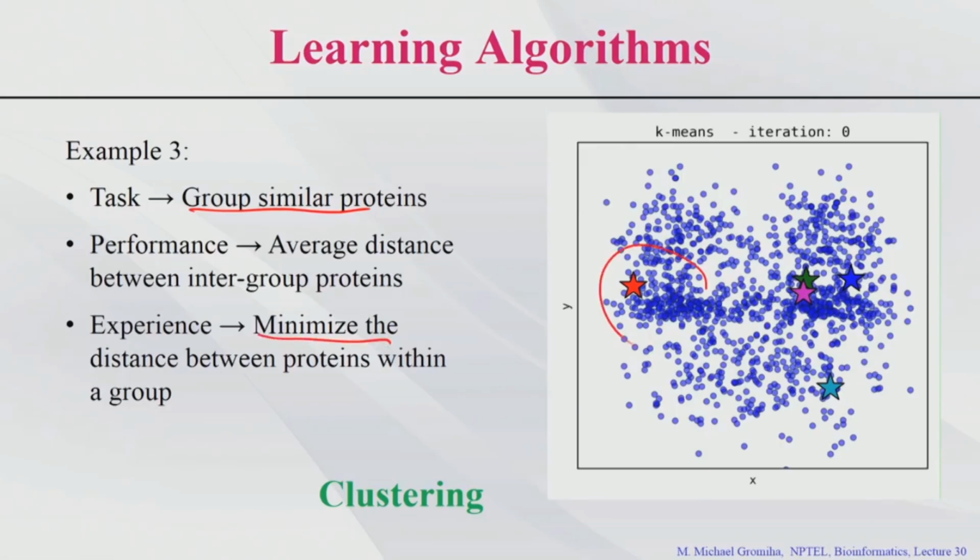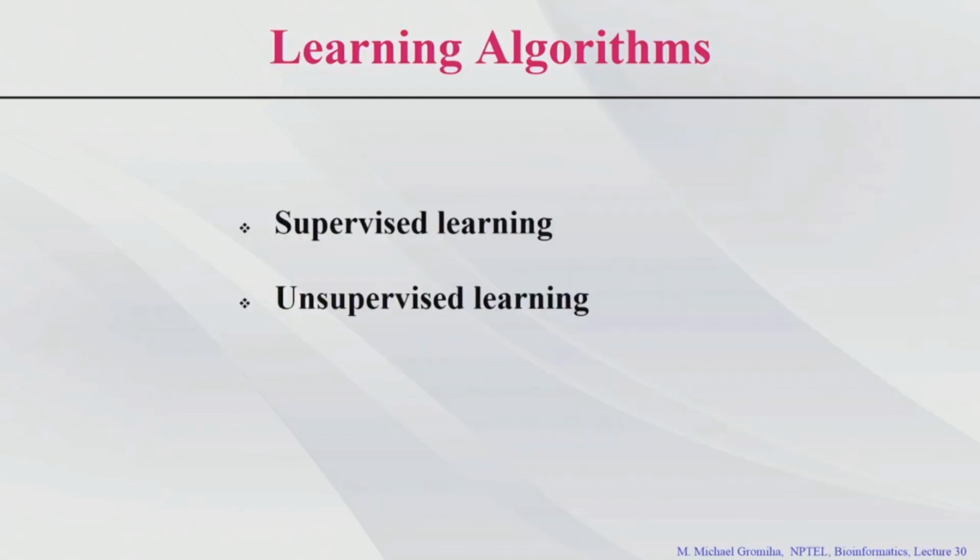For example, if this is a cluster, the proteins within this cluster have less difference; they have similar values. There are different types of learning algorithms, which we discussed. One is supervised learning and the other is unsupervised learning. What is the difference between supervised learning and unsupervised learning?